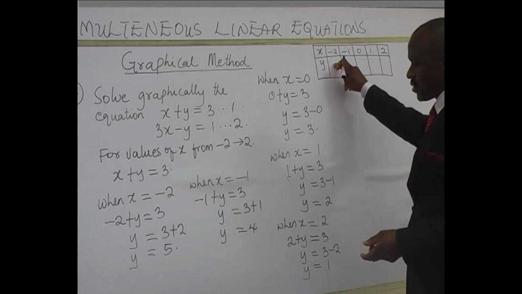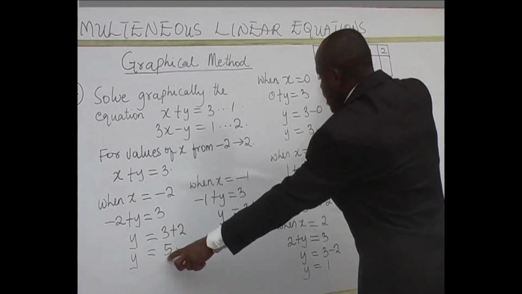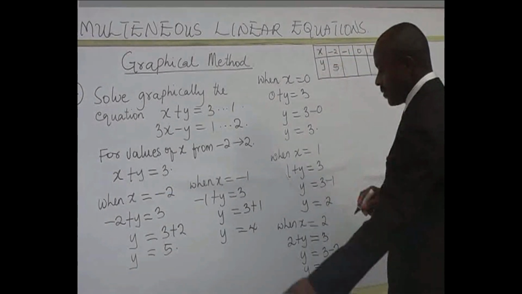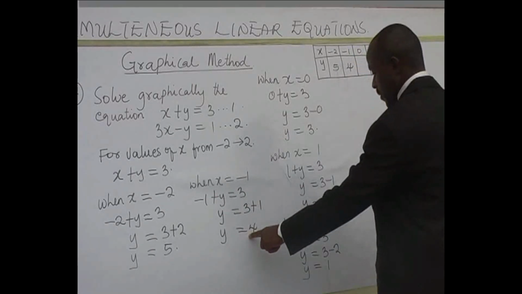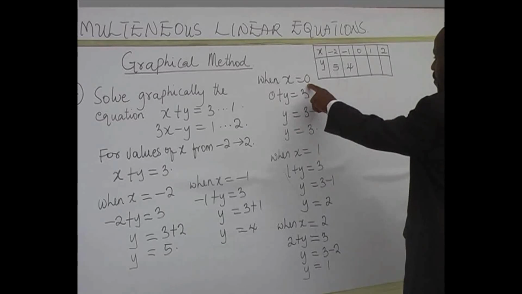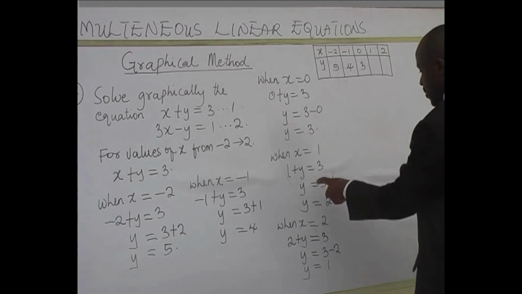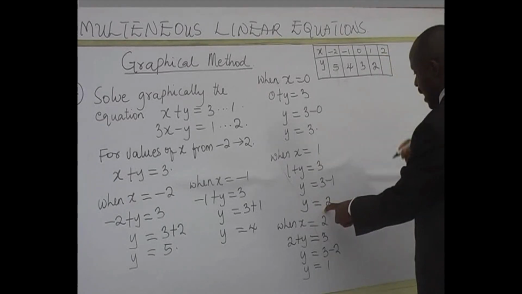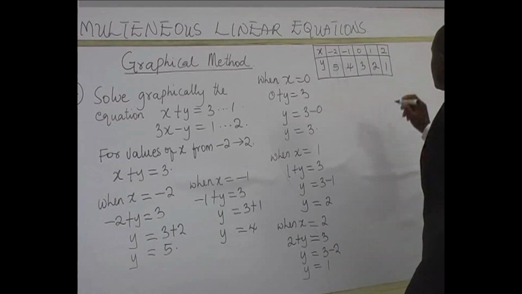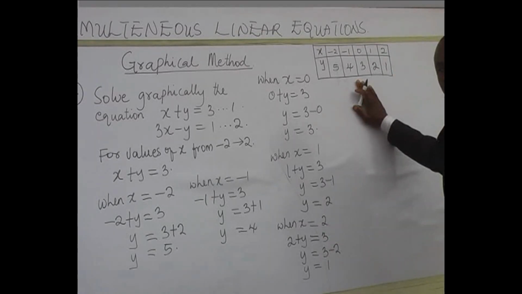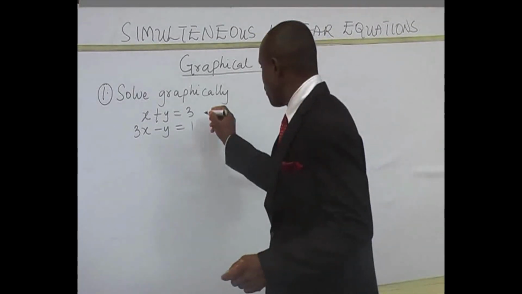So the corresponding values of y that we calculated: when x was -2, y is 5. So write 5. When x was -1, y was calculated to be 4. When x was 0, y was 3. When x was 1, y was 2. And the last one, when x was 2, y was 1. So this is the table of values. The table of values we just finished constructing is the table of values for equation 1.